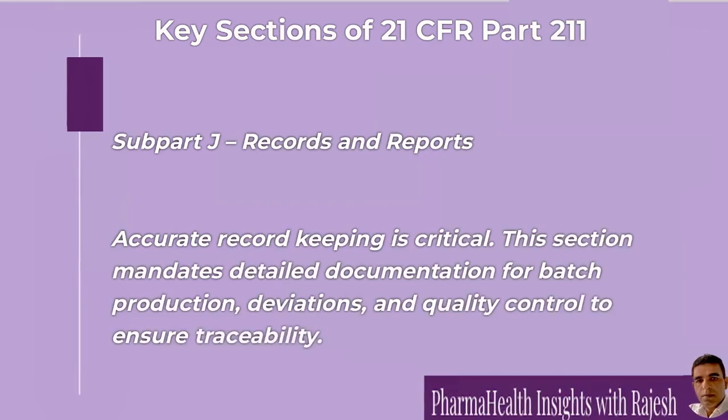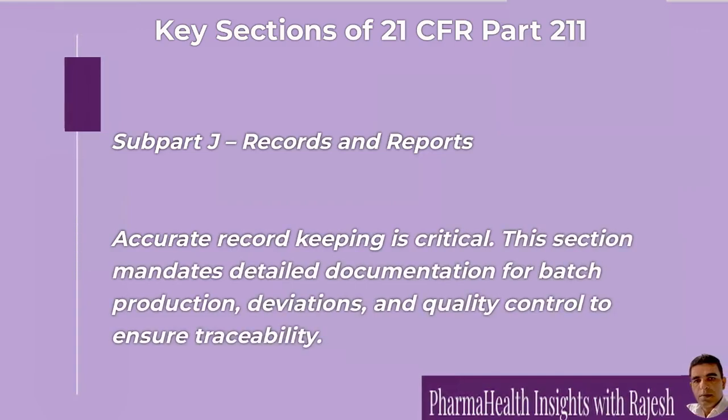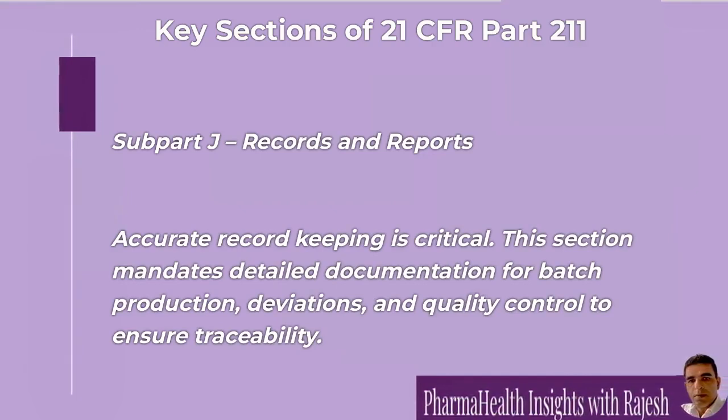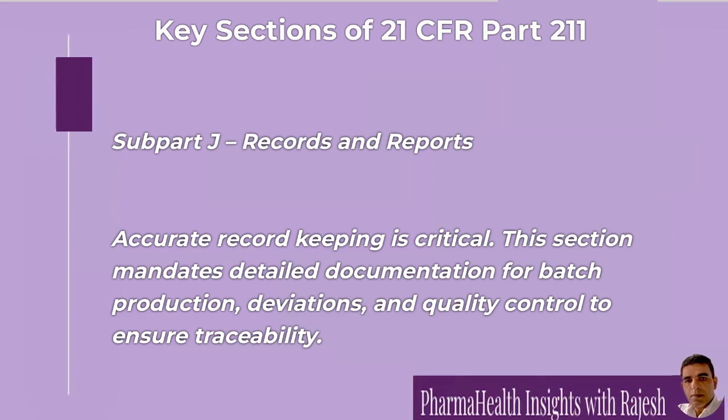Subpart J, Records and Reports. Accurate record keeping is critical. This section mandates detailed documentation for batch production, deviations, and quality control to ensure traceability.